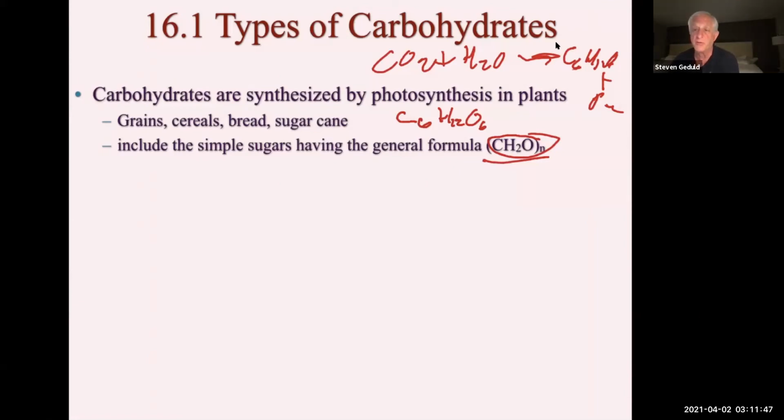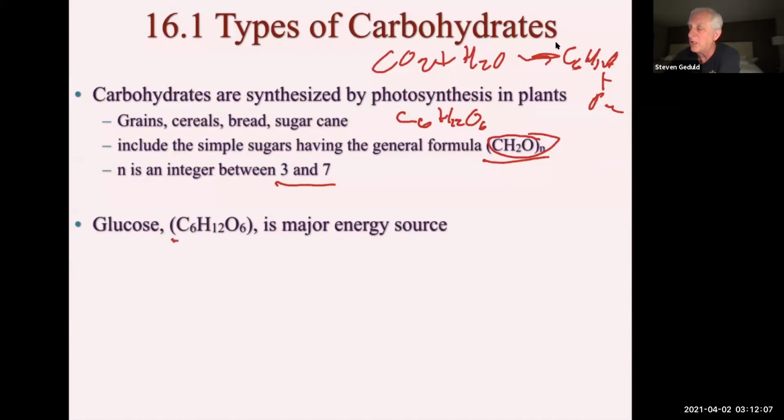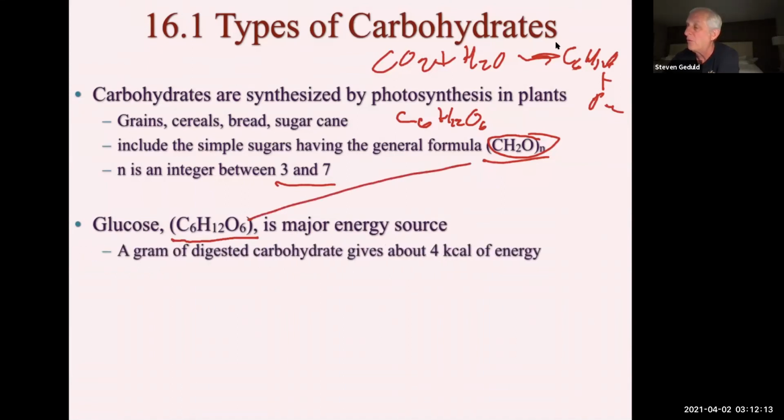And they link together for storage in the body. That's what the n is, the number of repeating units. So n is an integer between 3 and 7. That's the number of carbon atoms you can have in the molecule. Glucose happens to be one that is 6, which falls between 3 and 7. So glucose, C6H12O6, is a major source of energy, and it follows that formula. One gram of digested carbohydrate gives about 4 kilocalories of energy.